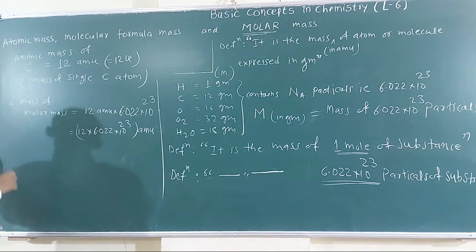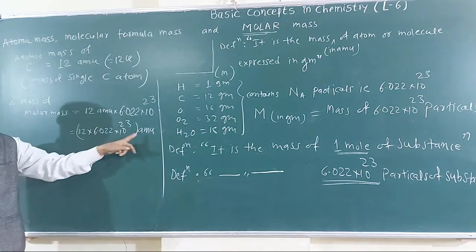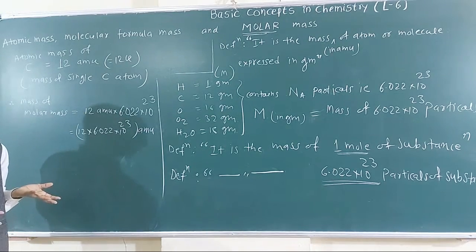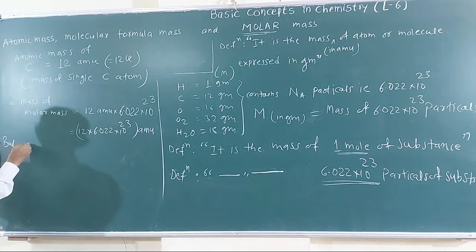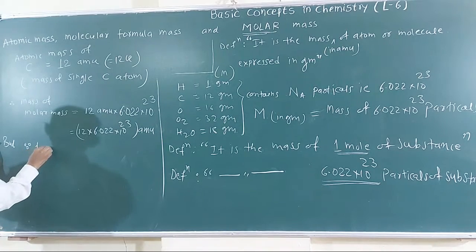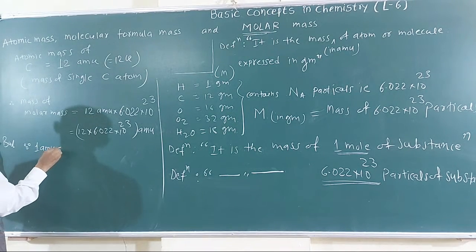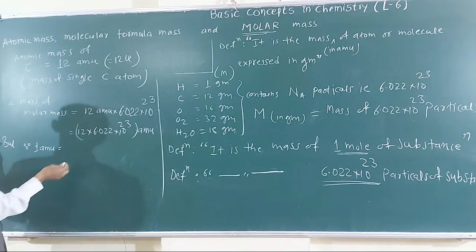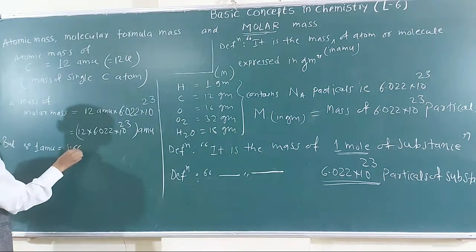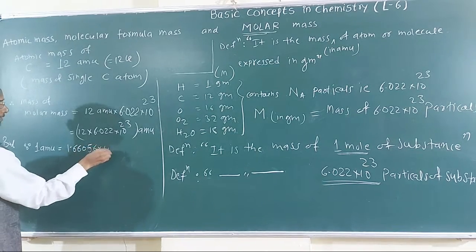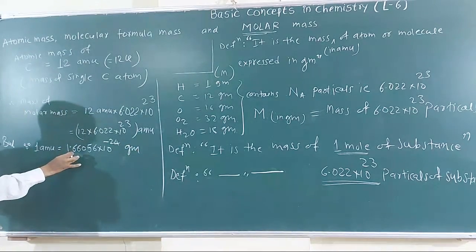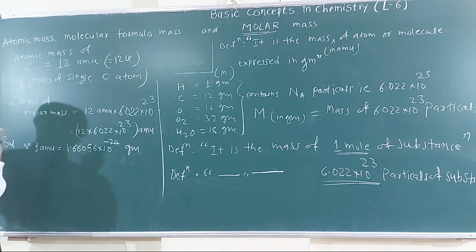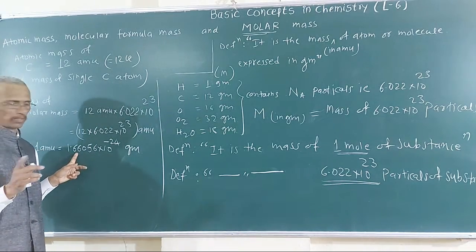Now, this is in amu. We have to convert it into grams. But you know that 1 amu or 1 u is equal to how many grams? Already we have derived it: 1.66056 × 10^-24 grams. This is by the definition of atomic mass unit, or one unified mass.